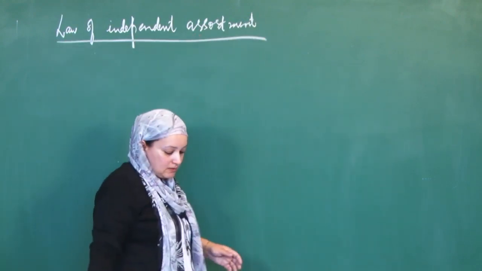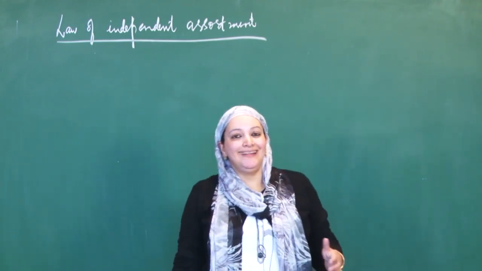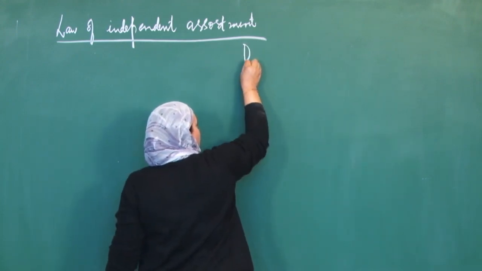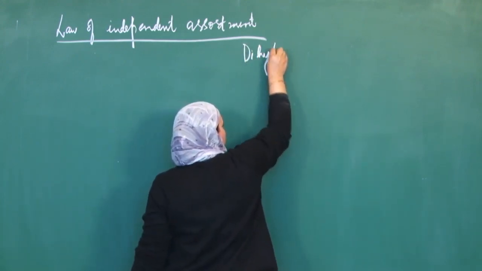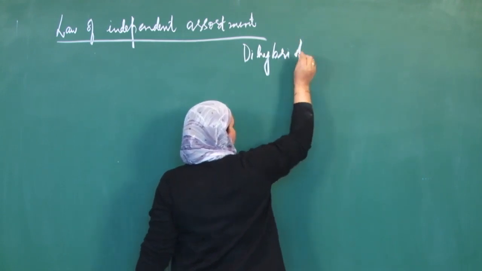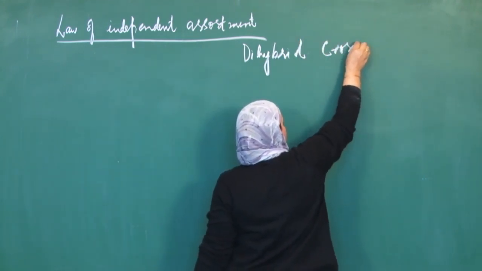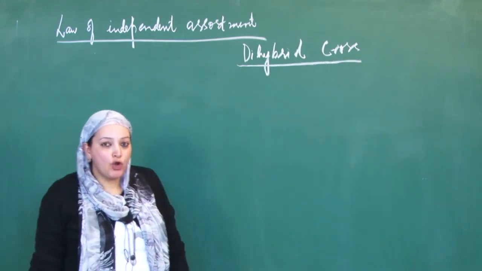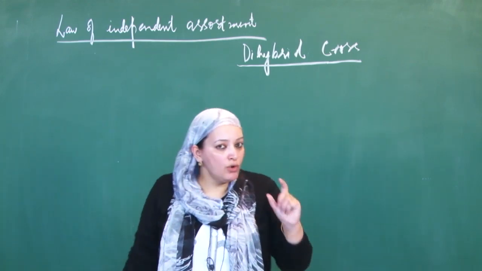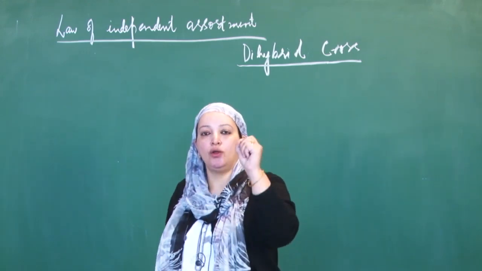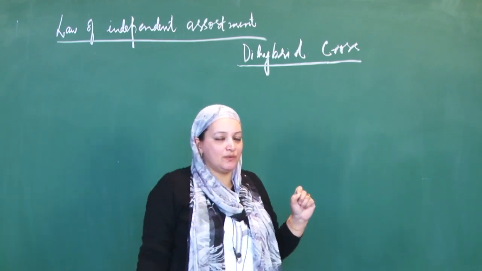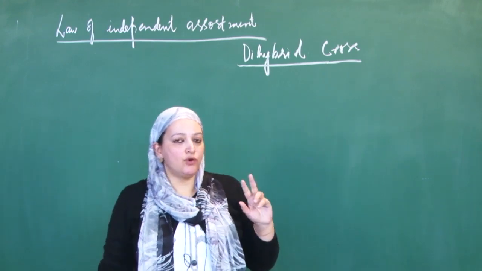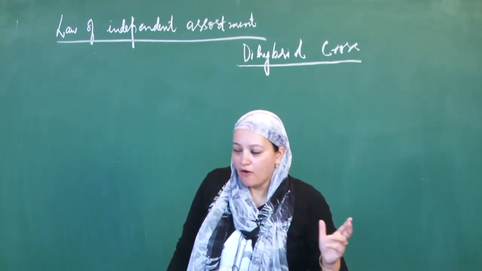For this, Mendel did a dihybrid cross. What do you mean by di? Di means two. So, in this cross, he focused on two characters. In monohybrid cross, he focused on only one character. What was the character? That was height. But in his dihybrid cross, at the same time, he focused on two characters of the pea plant.